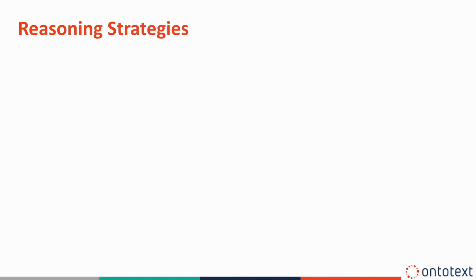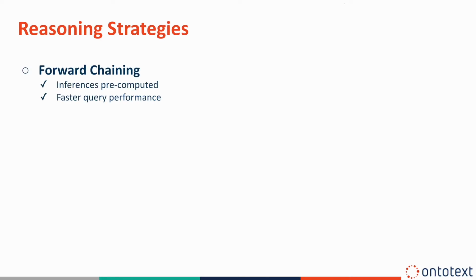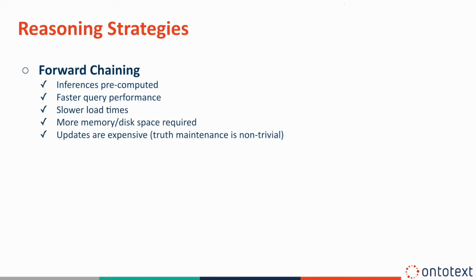The two reasoning strategies are forward chaining and backward chaining. With forward chaining, inferences are pre-computed. You have faster query performance, but have slower load times and use more memory or disk space.